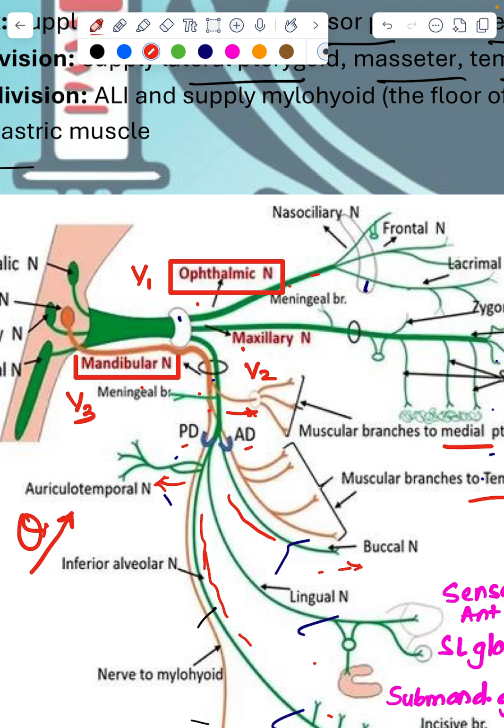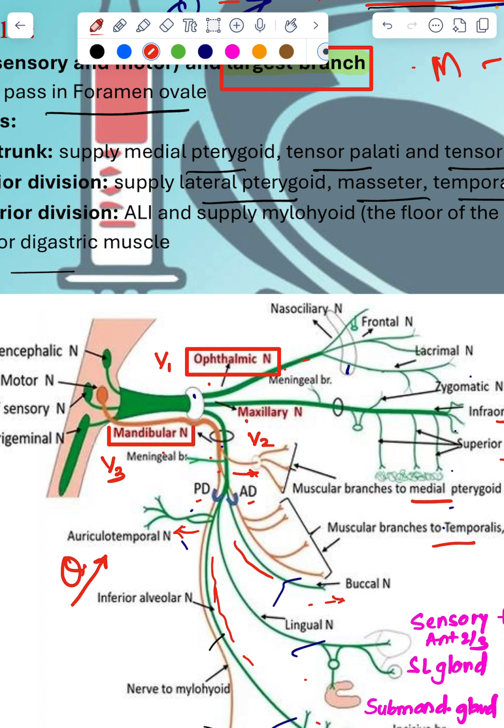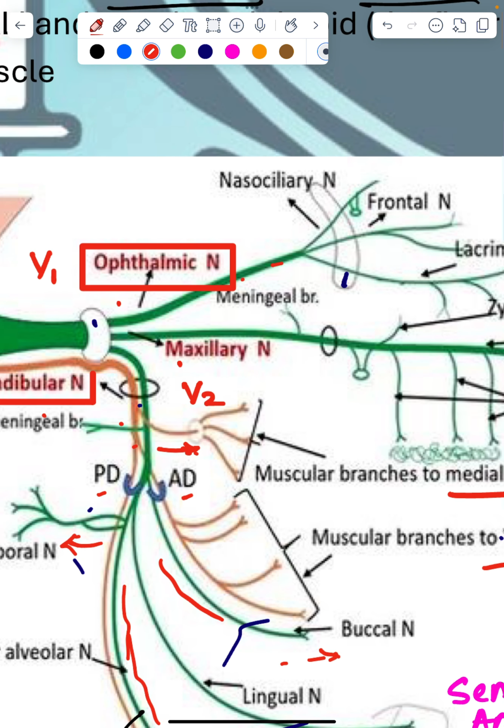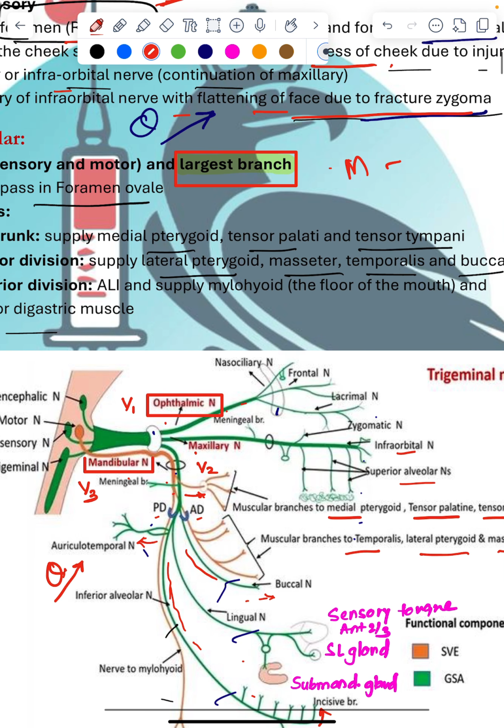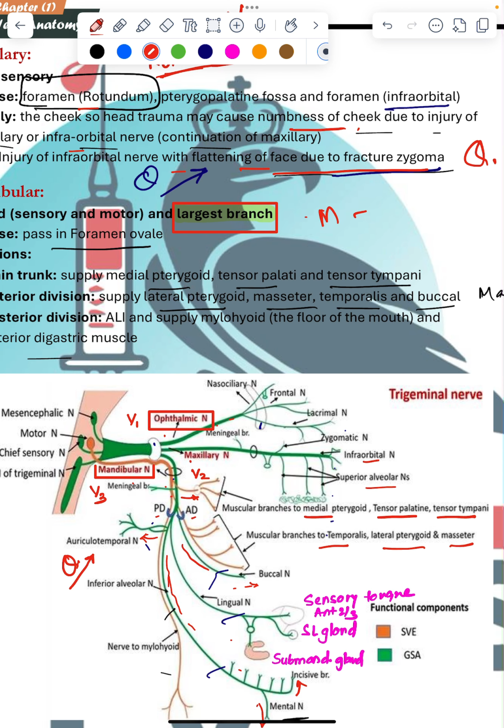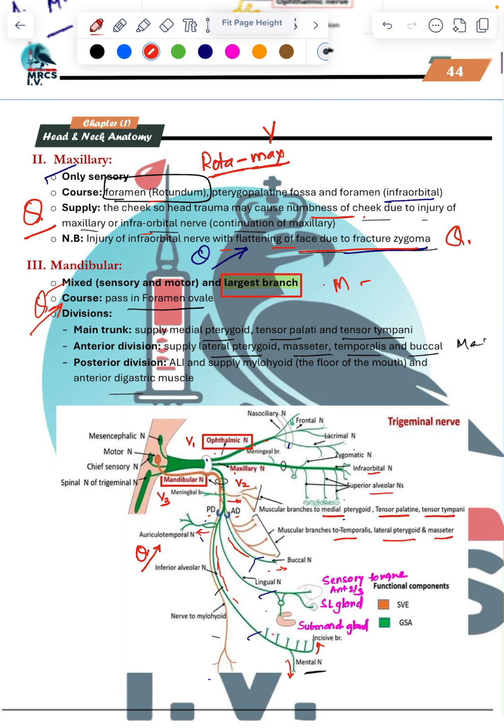Anterior division, as soon as it comes out, supplies some muscular branches to the medial pterygoid. This is V2. The brown color you can see: medial pterygoid, tensor palatii, and tensor tympani. The tensor tympani tenses the tympanic membrane, so this nerve supplies the palate as well as the tympanic membrane. Then the medial pterygoid. Initially the medial pterygoid is supplied by this nerve.